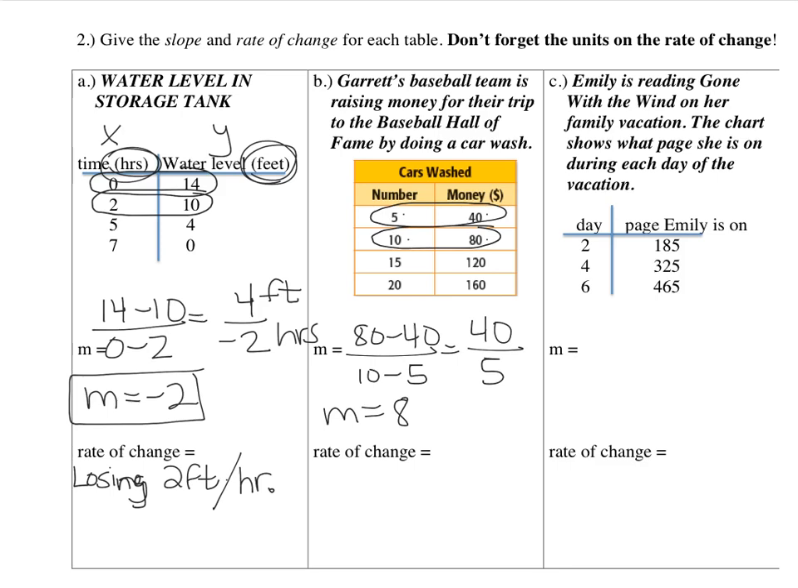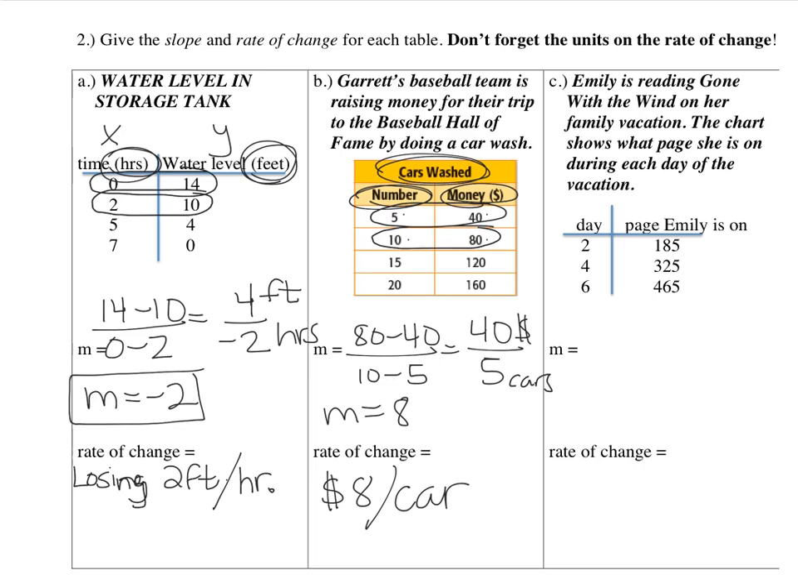My rate of change is going to be, this is number of cars washed, and it's money over the number of cars, right? So 8 means it's $8 per car washed, right? So we would do dollars, because this is dollars, over cars, right? So the cost would be $8 per car.